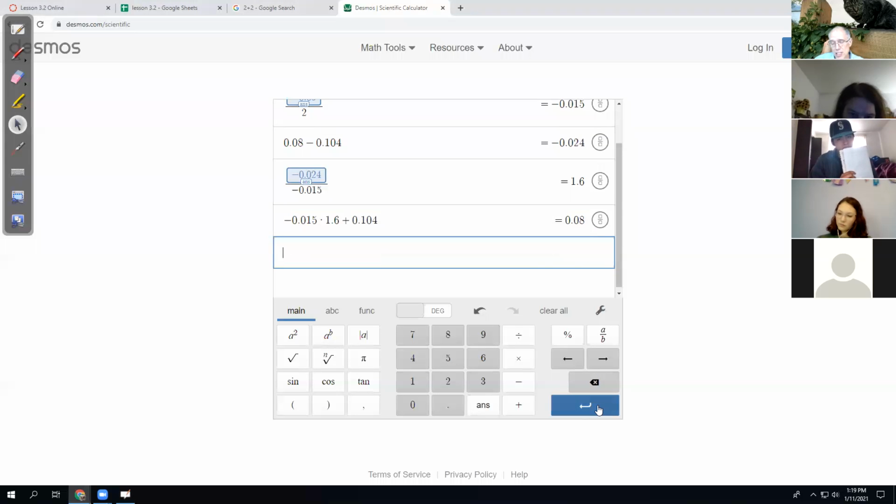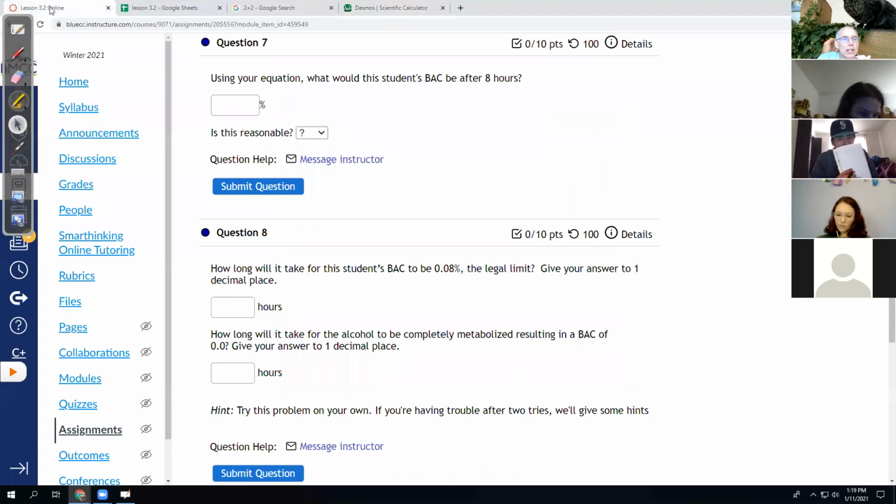Okay, so 1.6 hours later, a little over an hour and a half after having those 3 drinks, this person should be on the edge of the legal limit. So I would wait 2 hours just to be safe. All right, so I think that's a 1.6.